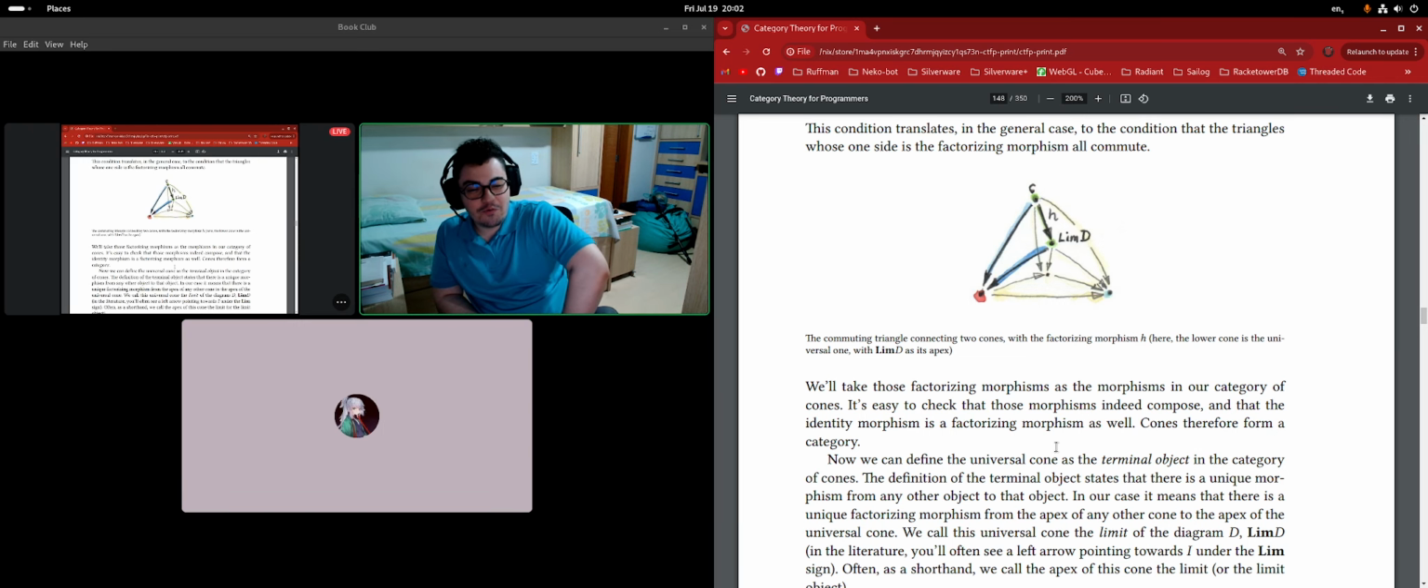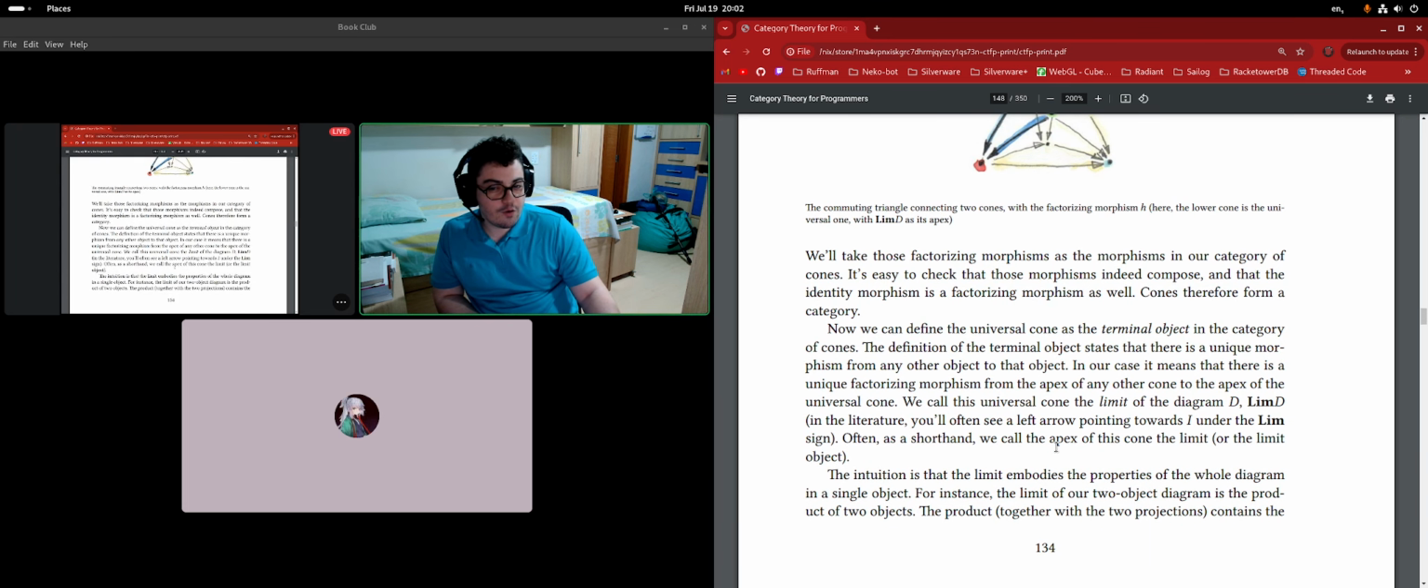Sure. So we take those factorizing morphisms as the morphisms in the category of cones. It's easy to check that those morphisms compose and that the identity morphism is a factorizing morphism as well. So we did identify that we actually have a category of cones. And now we go to the whole terminal object thing.